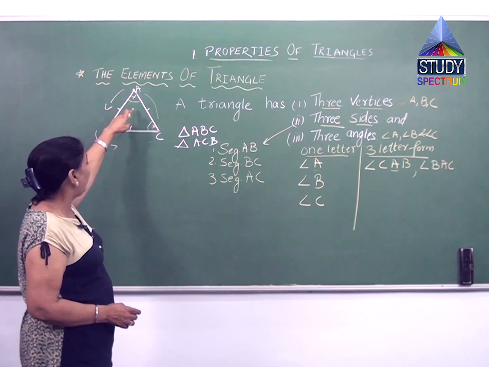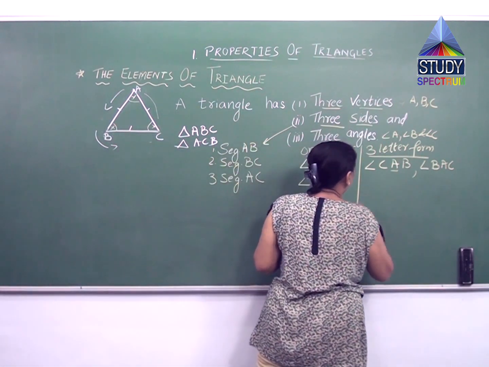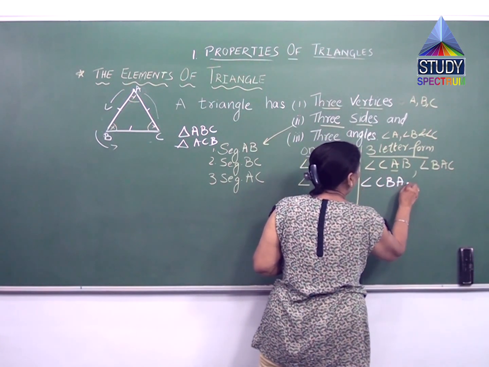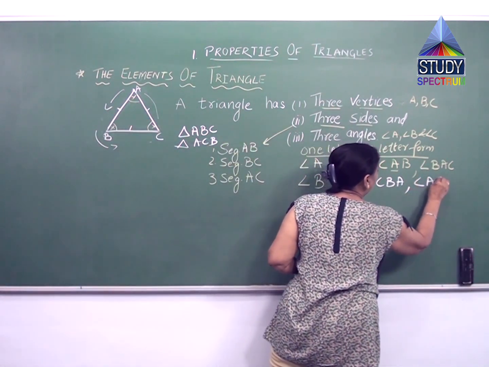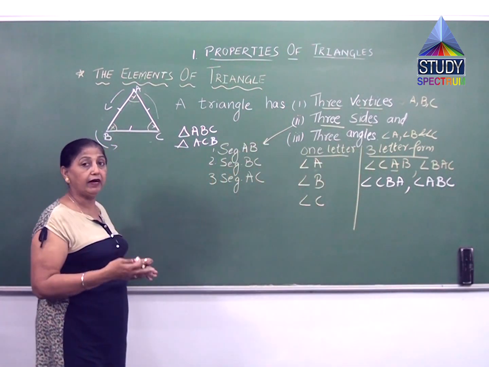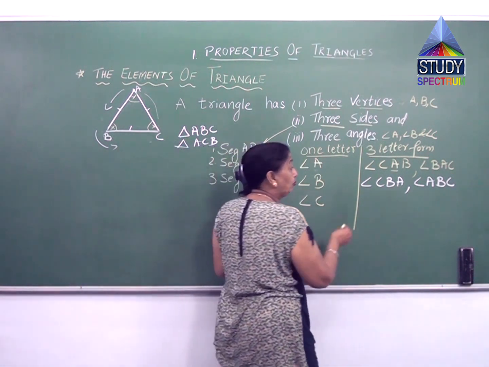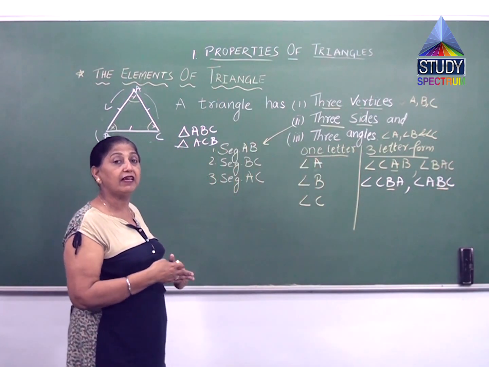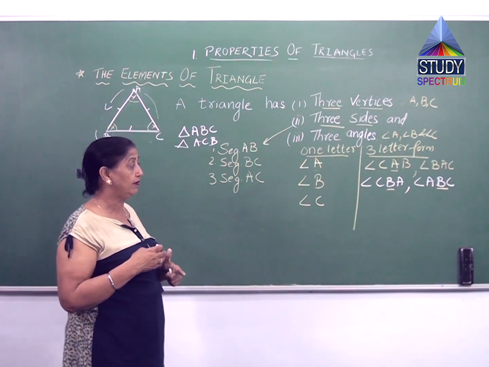So if I go clockwise, then I can write angle CBA, or if I go anti-clockwise, that is angle ABC. So both ways are correct. Now I am talking about B, so B should be in the center. Then only it makes sense. So the letter which is in the center, that angle is considered.